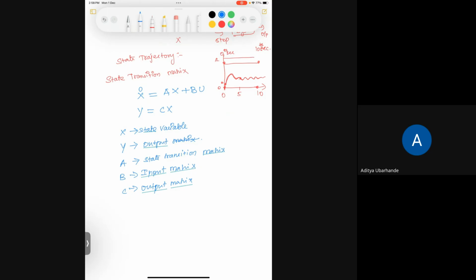Ma'am, just a quick question. In the above, you just wrote that we are going to monitor the internal state of the system now. So what does that internal state exactly mean? Because earlier, in transfer functions, we were just considering the input and the output, right? So what is this internal state exactly?